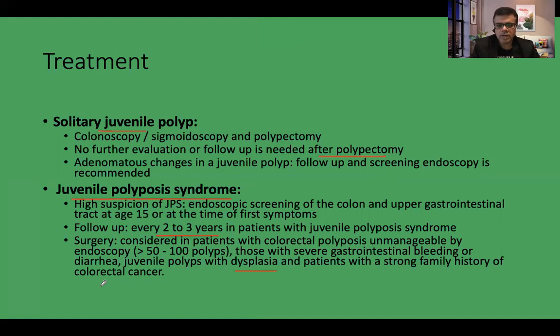So there are multiple polyps, and there is a high risk of transformation into upper GI related cancers, or even colorectal cancers can also be seen in the patients of juvenile polyposis syndrome. And the microscopic picture is very typical. There is a cystically dilated gland, and there is edematous lamina propria with dense inflammatory infiltrate. So that's all regarding the juvenile polyps.